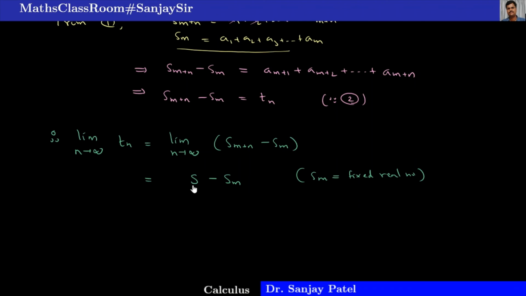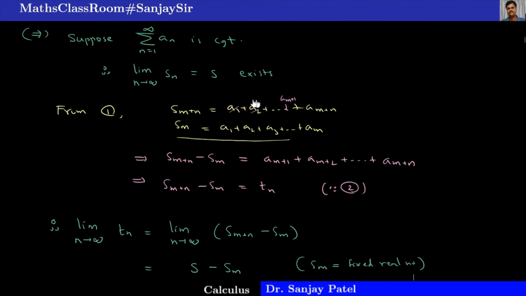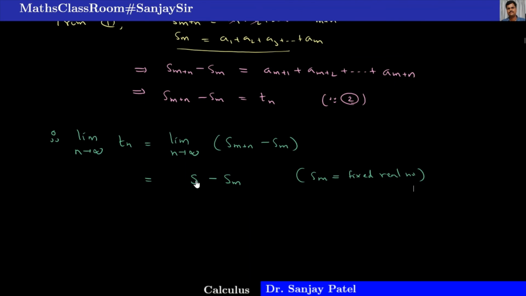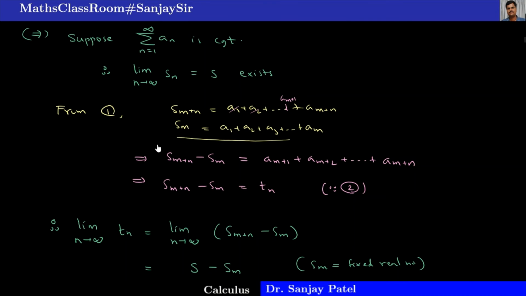So S is a real number because the series sigma an is convergent. This limit exists, so it is a finite real number. Sm is also a real number. So finally, this thing is some finite real number. So what does it mean? It means the limit of Tn exists, and therefore the corresponding series whose partial sum is Tn is convergent.